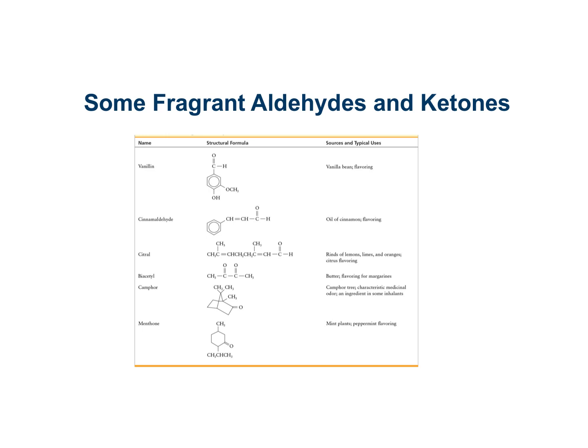as well as many of our sugars, which we talked about, but we also have some fragrant aldehydes and ketones. These are things like vanillin, cinnamon, citral, which is found in limes and lemons. This is butter flavoring, which I pointed out at the beginning. This is camphor. That kind of gives us a medicinal odor. It's an ingredient in some inhalants. And then menthone, which is in mint plants.